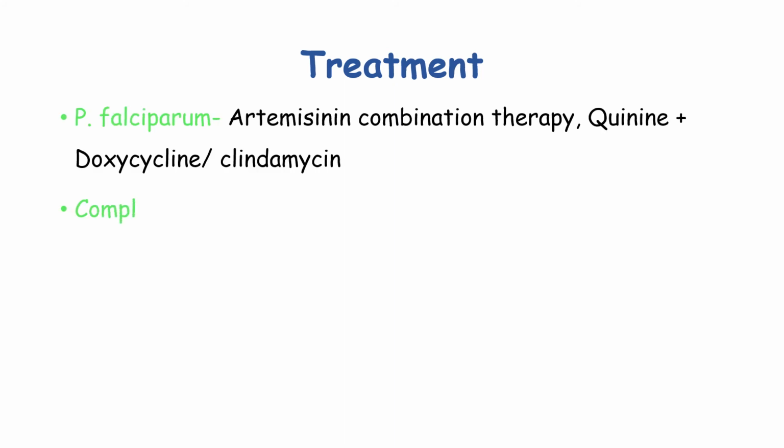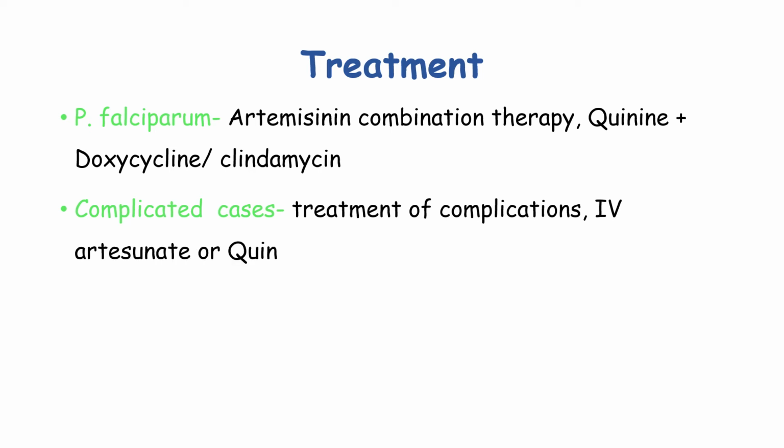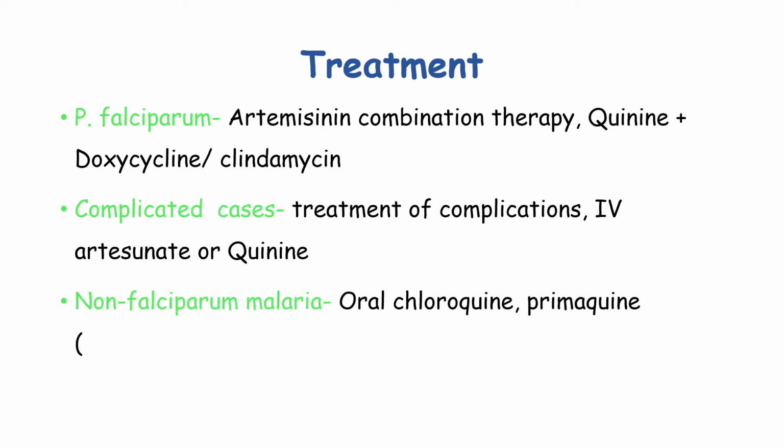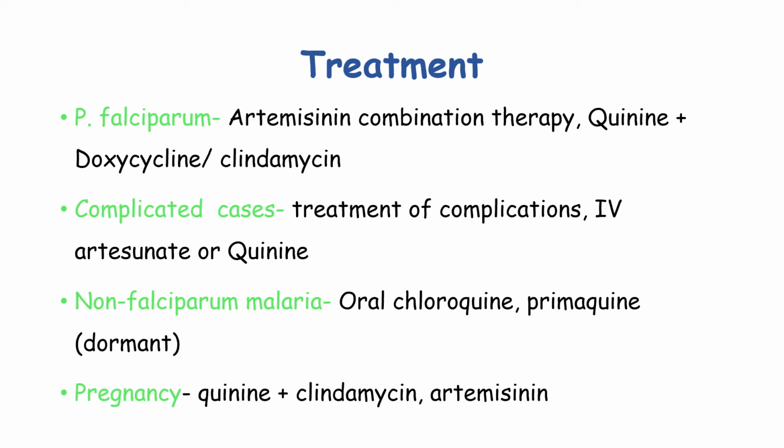The treatment of malaria depends on severity, age, pregnancy status, malaria resistance, and the Plasmodium species. In uncomplicated Plasmodium falciparum, artemisinin combination therapy with quinine and doxycycline or clindamycin is given. In complicated cases, the complications are treated along with artesunate or quinine. Oral chloroquine or primaquine is used in non-falciparum malaria, as falciparum is resistant to it. Mefloquine is contraindicated in the first trimester of pregnancy and lactation. Quinine with clindamycin or artemisinin is safe to use in pregnant women.